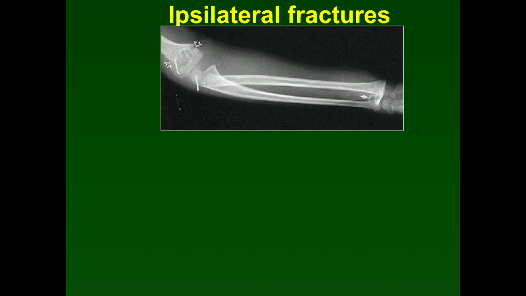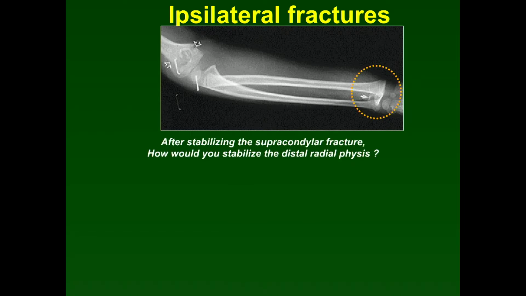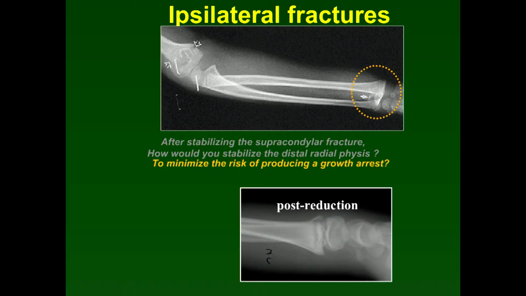Now, with ipsilateral fractures, you have a distal radial physeal fracture, and you want to stabilize that first before you do the supracondylar fracture. And you don't want to put on a real tight cast if you've got a supracondylar fracture, because you want to be able to watch them. If you put a pin through the physis itself, there are some rare cases in which even a smooth pin will cause a growth arrest.